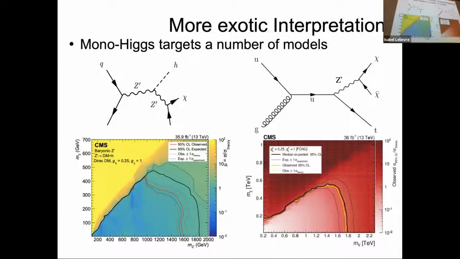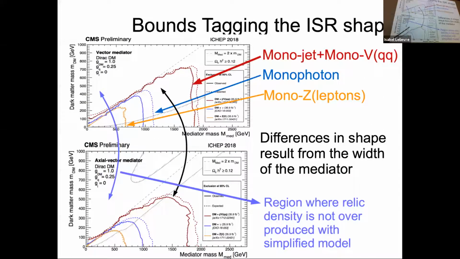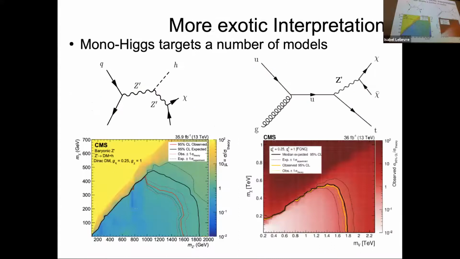So we search for everything all at the same time because we have the data. But if we were to make a discovery and we saw it, let's say, just in mono top and not in mono Higgs and not in mono jet, we would know immediately what the couplings are. So you can determine what's going on with the dark matter mediator immediately from the final states.